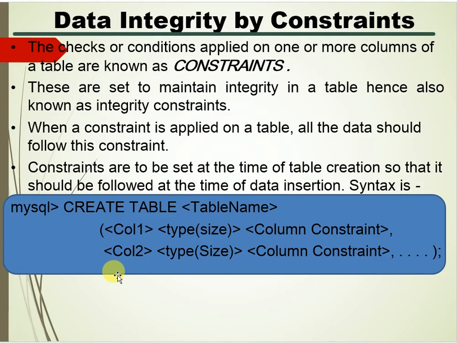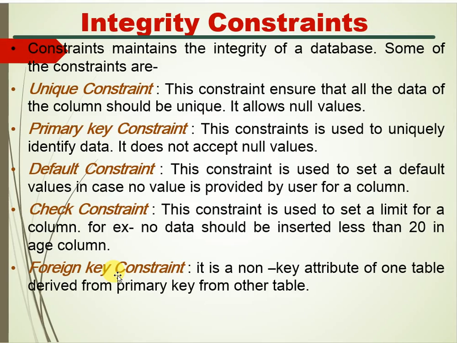Now we will move to the next thing. See, the constraints maintain the integrity of a database. Some of the constraints are like, see, the unique constraint. This constraint ensures that all the data of the column should be unique. It allows null values. Primary key. This constraint is used to uniquely identify the data. It doesn't accept null values. Unique and primary key, this is the main difference between these. Unique key allows null values, but primary key doesn't allow.